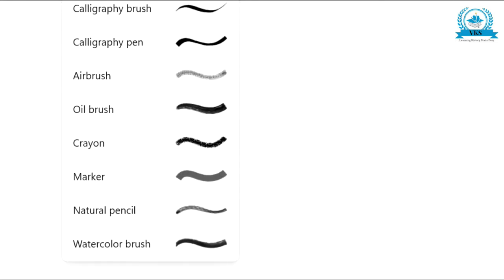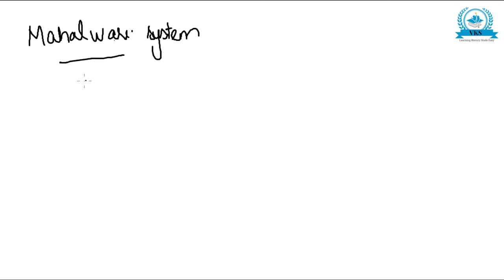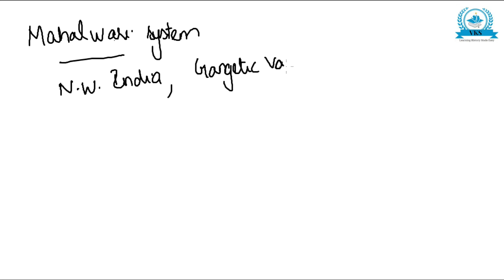So now let us go to the next topic, that is the next revenue system, that is Mahalwari system. Now what is Mahalwari system? This was introduced in northwestern India, Gangetic Valley and also parts of central India.